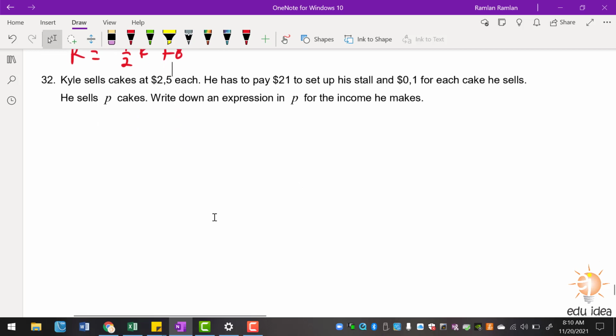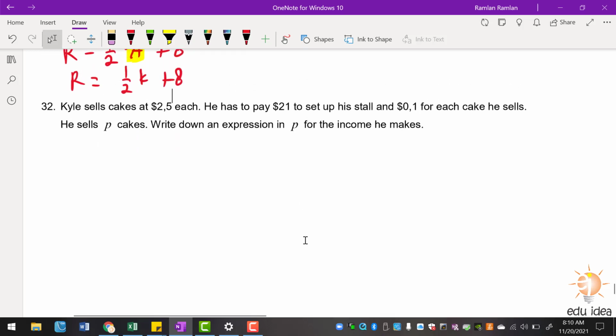Okay, number 32. Kyle sells cakes at $2.50 each. He has to pay $21 to set up his stall, and 0.1, sorry, should be point. For each cake, sorry, this is also point. For each cake he sells, P cakes. So P is the number of cakes that he sells. He can sell 10 cakes, 20, 30, as many as he can sell. Write down an expression in P for the income that he made.